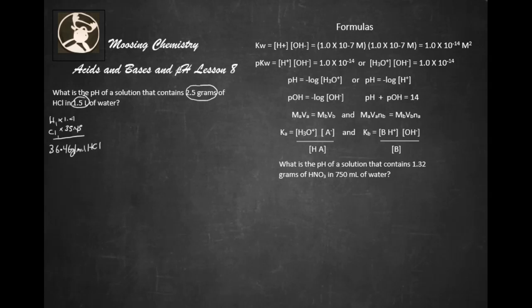Now I can find my moles. So now I take 2.5 grams of HCl, and I want to turn it into moles of HCl. So I'm going to put that there. It's not a difficult process, it just takes quite a bit of time. So this gives me 36.46 grams of HCl. That cancels out right there, and that'll give me my number of moles.